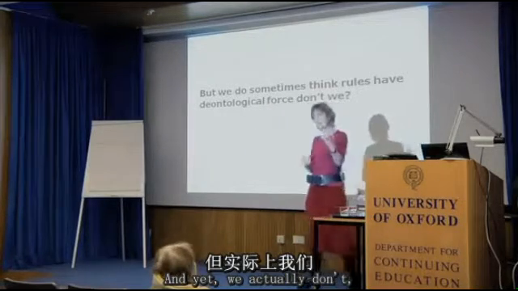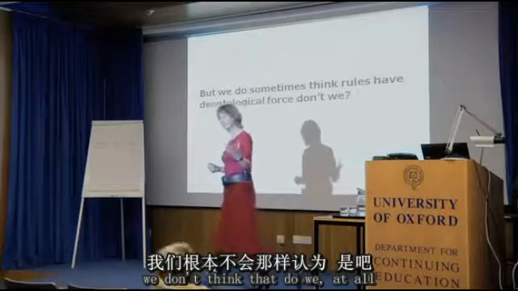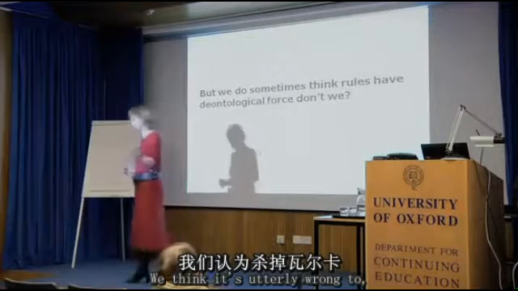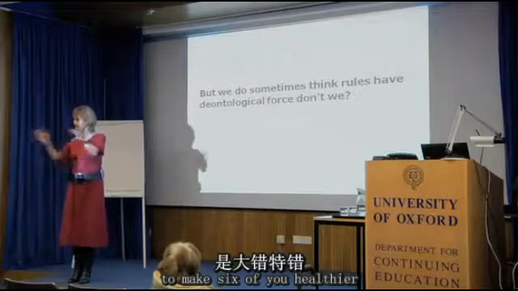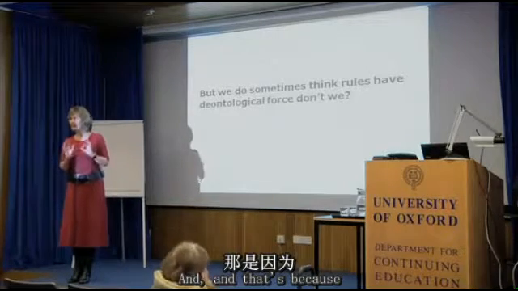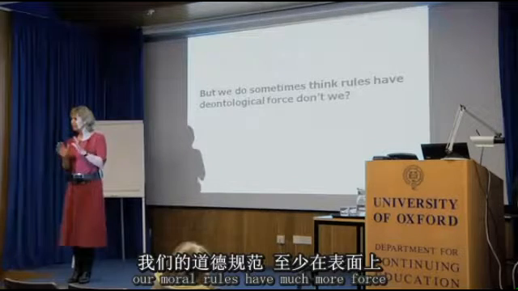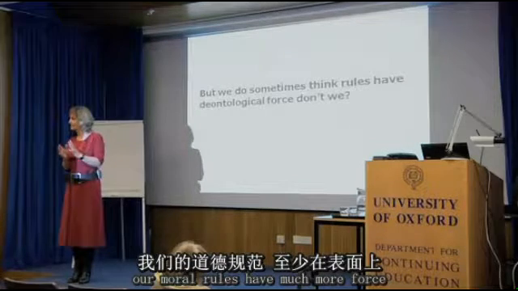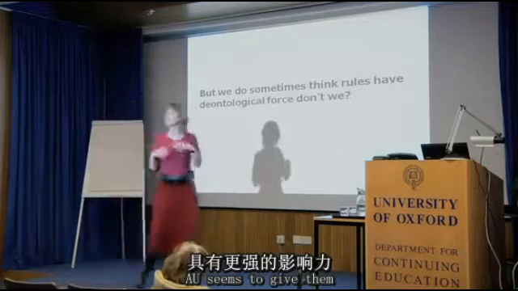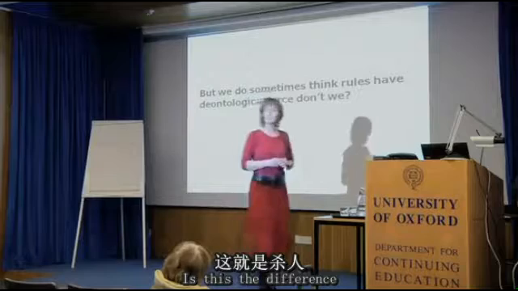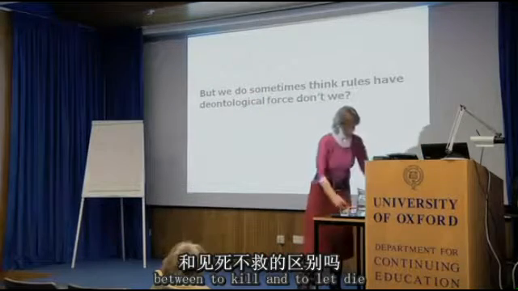And yet we actually don't think that, do we, at all? We think it's utterly wrong to kill Volker in order to make six of you healthier. And that's because our moral rules have much more force, at least on the surface, than the act utilitarian seems to give them. Is this the difference between to kill and to let die?